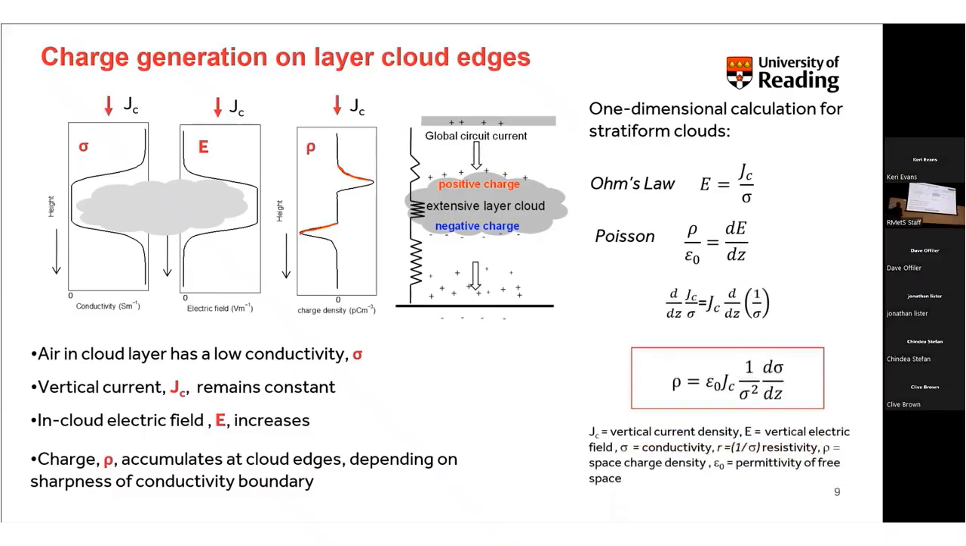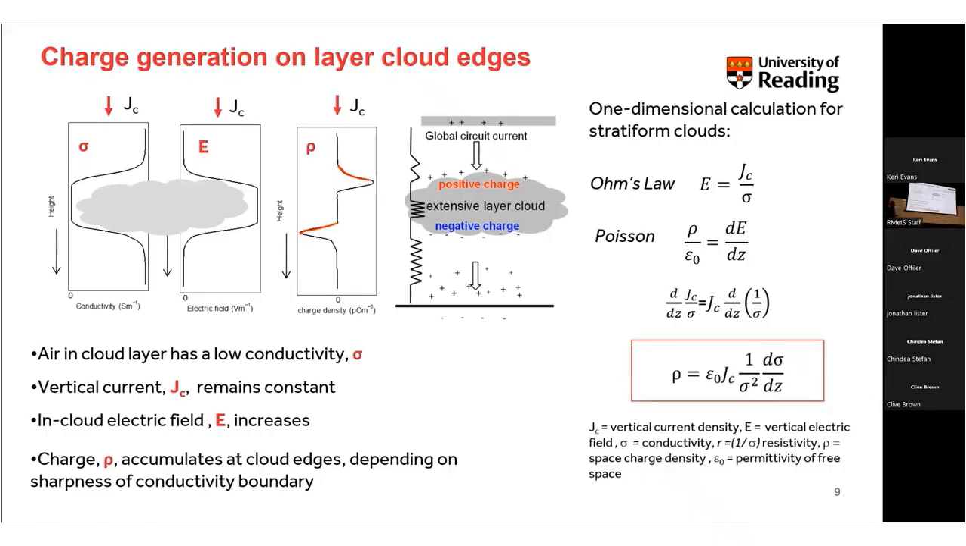And if we manipulate these equations a little bit more, this charge depends on a few things. It depends on the conduction current, so our JC, which depends on the global circuit and therefore the thunderstorms. It depends on the conductivity, which depends on the ionization from the cosmic rays. It depends on the gradient of the conductivity, which is this bit here, which depends on the height of the cloud, but also the cloud droplet properties. So if we have a really sharp cloud edge, we should see more charge than if we have a woolly one, if you like. So that's what theory predicts.